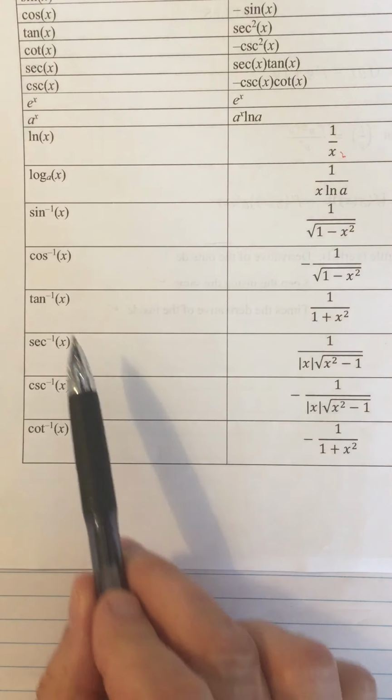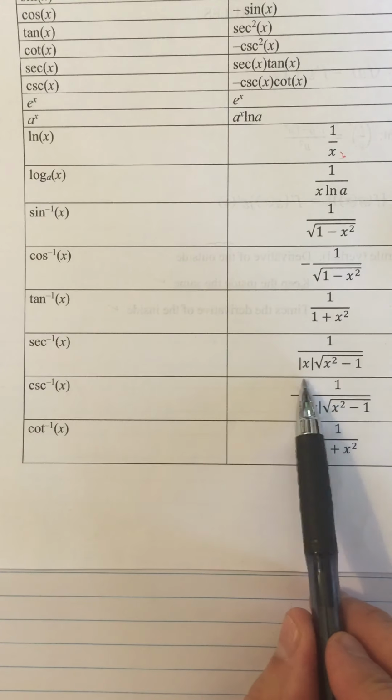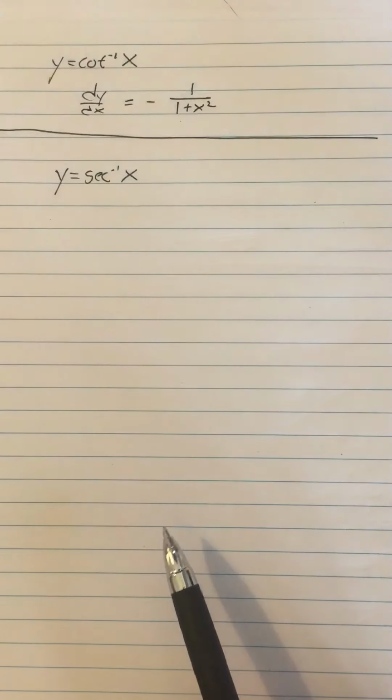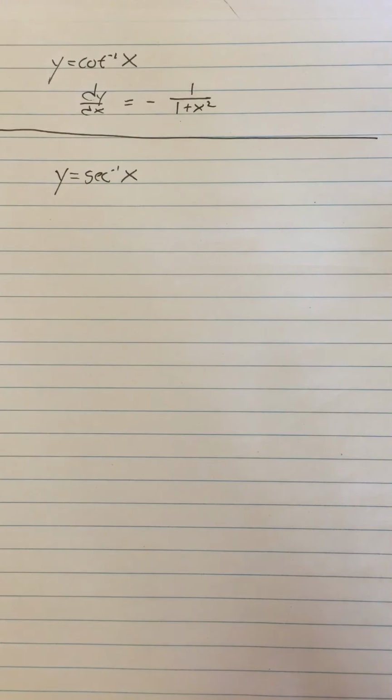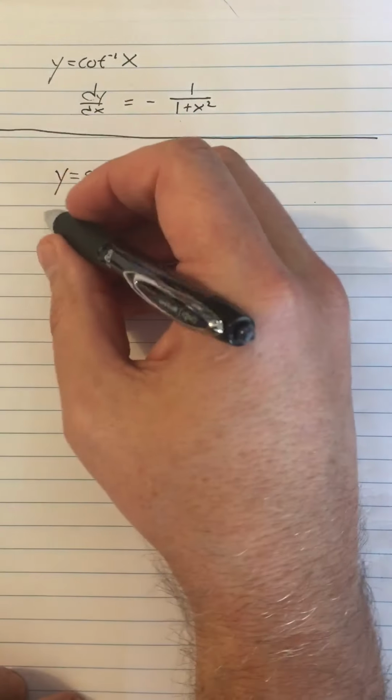So what about inverse secant? That one looks a little weird. Where does that extra absolute value of x come from? Okay, so you can start the usual ways.